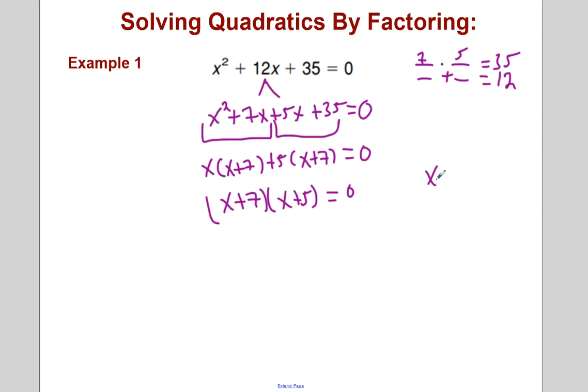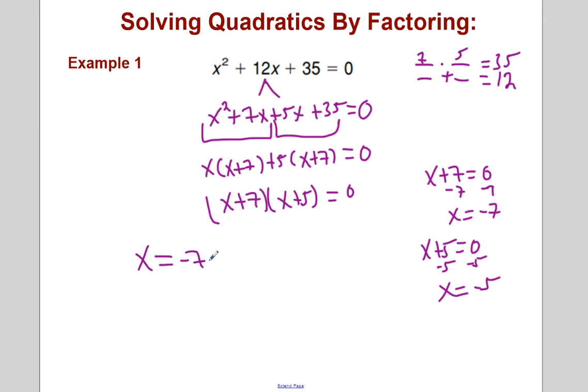Again, I'm going to go through and set up the process. We have to set them both equal to 0. When I subtract 7 on both sides, I get x is equal to negative 7. That's one of them. Now remember, quadratics often have more than one solution. Well, one or two solutions, or sometimes none. Then we have x plus 5 is equal to 0. When we subtract 5 on both sides, we get x is equal to negative 5. So my solutions are x equals negative 7 and x equals negative 5.